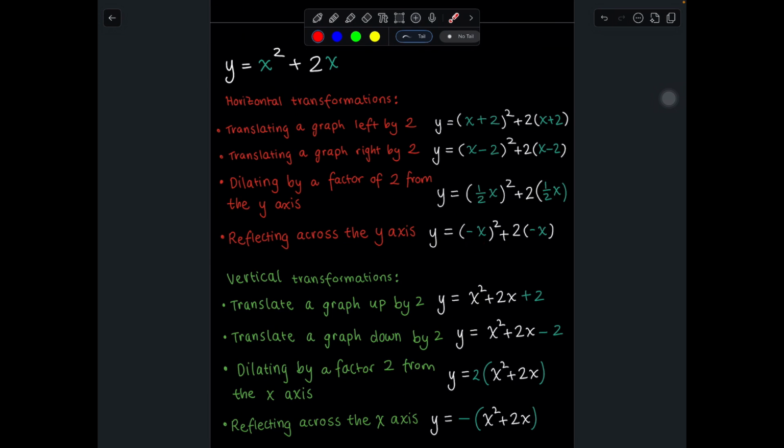Now moving on to vertical transformations, to translate a graph up by 2, all you do is add 2 to the end of our graph. To translate a graph down by 2, you just minus 2 from the end of the graph. Then when you dilate by a factor of 2 from the x-axis, remember physically this is stretching our graph upwards, so it is doubling all of our y values.